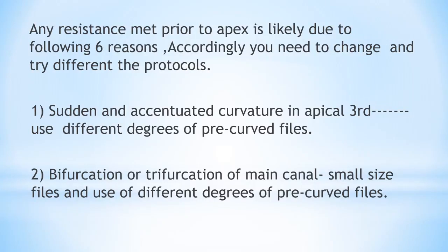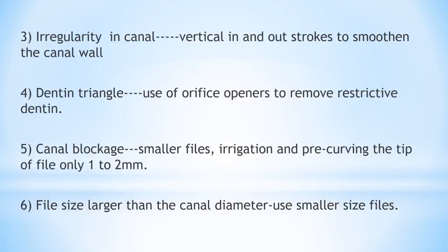So any resistance met prior to the apex is likely due to the following 6 reasons. Accordingly, you need to change and try different protocols. Reason number 1, sudden and accentuated curvature in the apical third. Here you can use different degrees of pre-curved files. Reason number 2, bifurcation or trifurcation of the main canal. Use small size files and different degrees of pre-curved files. Reason number 3, irregularity in the canal. Here vertical in and out strokes of the file can smooth the canal walls.